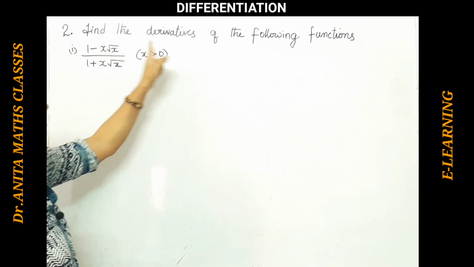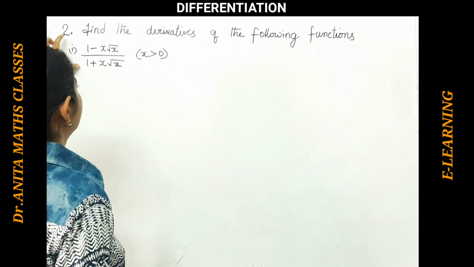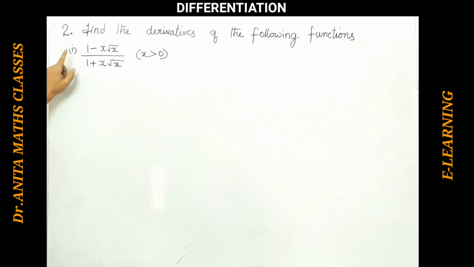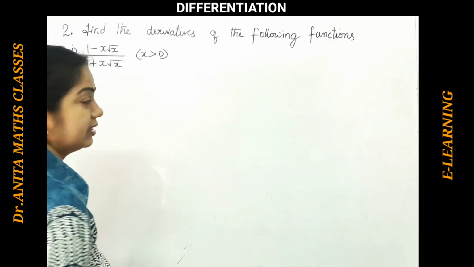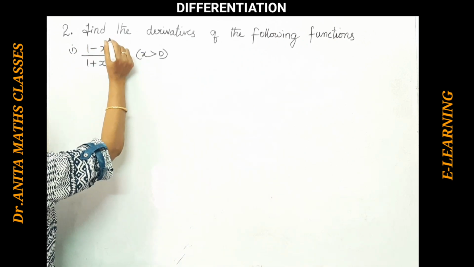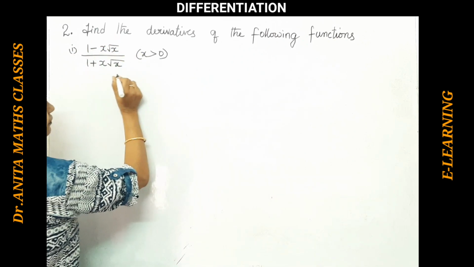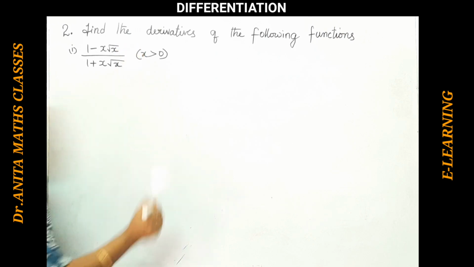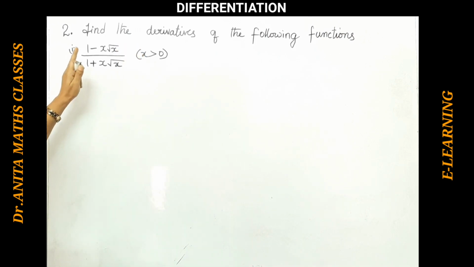This second one, find the derivatives of the following functions. In that first one, 1 by 1 minus x root x by 1 plus x root x. We have to find the derivative, not from the first principle, just given the derivative. Here if you see there are two functions. Let me suppose the numerator part as a u function and this as a v function. So we will apply the quotient rule, that is u by v form.